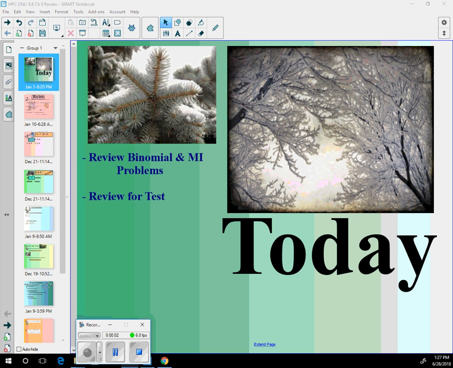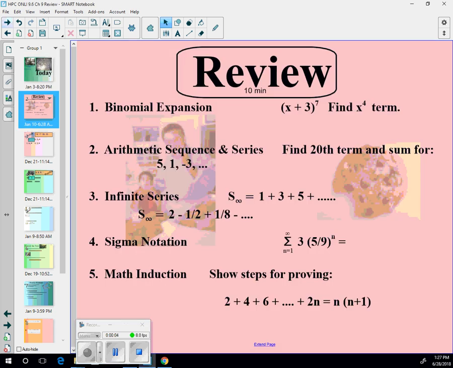Overview of Chapter 9: be able to do binomial expansions. Just a quick reminder, there's two methods. The fallback one is to do descending x, so if it's x plus 3 to the 7th, it's x to the 7th, x to the 6th, x to the 5, x to the 4, x to the 3, x to the 2, x to the 1, x to the 0.